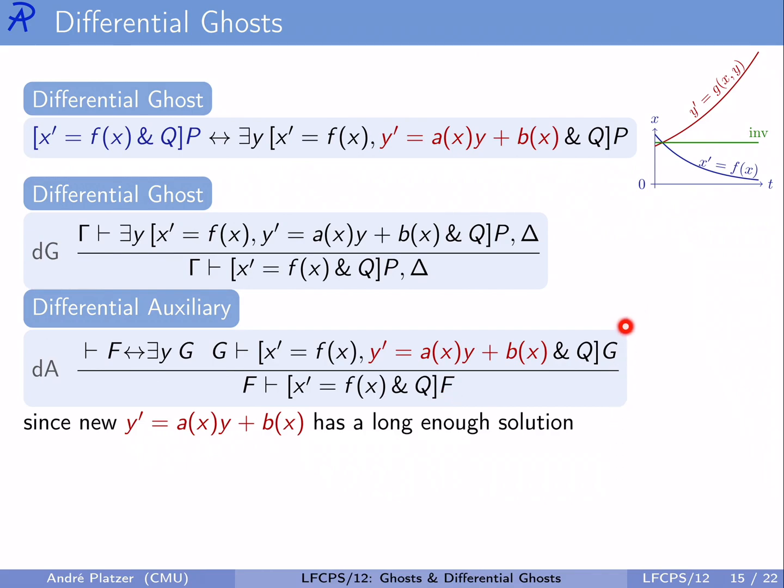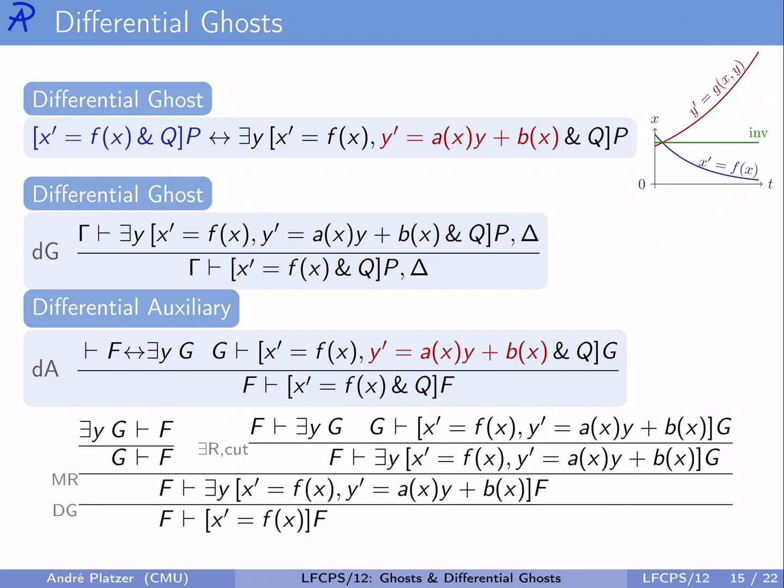The derivation of the differential auxiliary principle out of the differential ghost axiom is just precisely a slight abstraction and generalization of what we did for the exponential decay question. Here we go. F is invariant, but the differential ghost axiom, that means there is a y such that adding in y prime equals a of x, y plus b of x is true. Then by the monotonicity principle, we can write g instead of f.